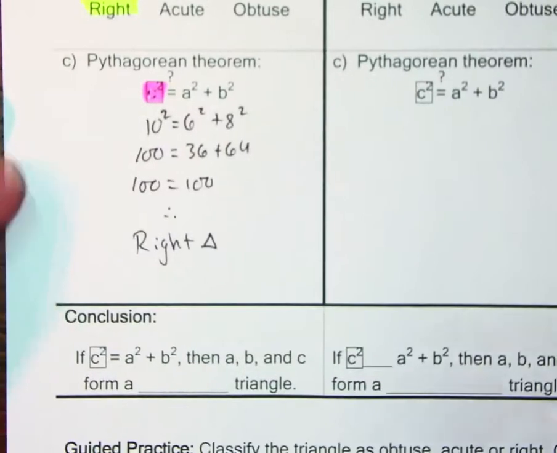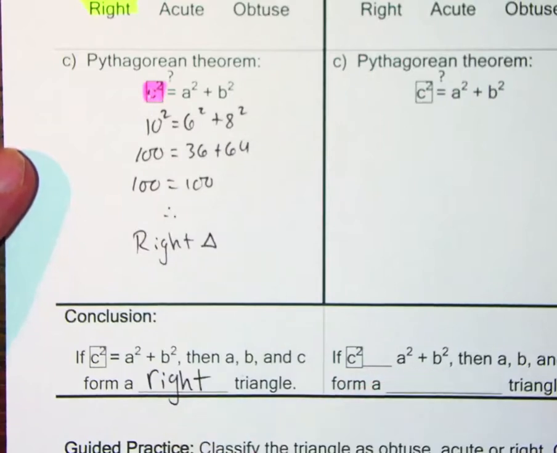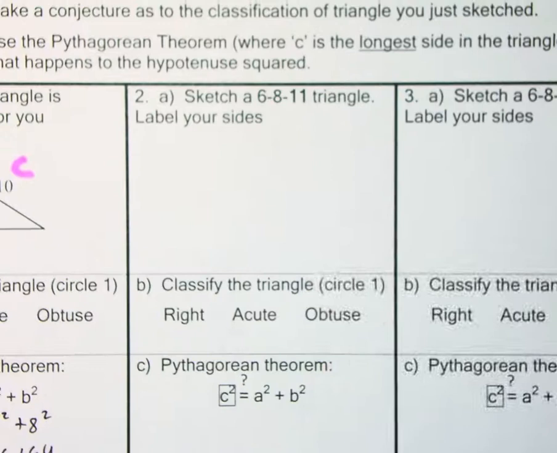So I'm going to come down here to my conclusion. If c squared equals a squared plus b squared, then a, b, and c form a right triangle. So let's go up and take a look at the next situation.